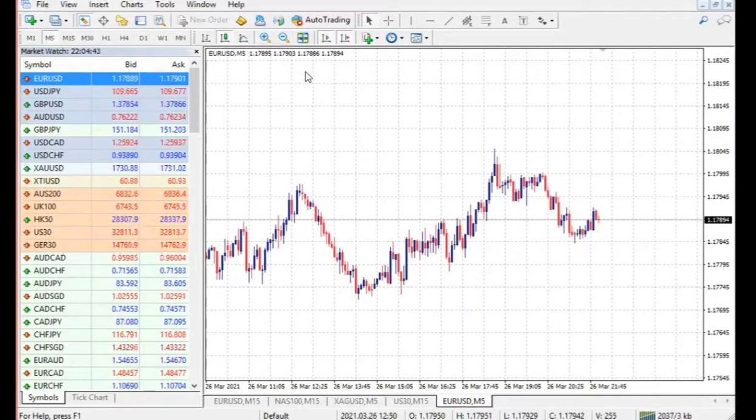I'm not really going to go too deep into Forex definitions and all these things. I'm just going to show you graphically on the chart how everything works.